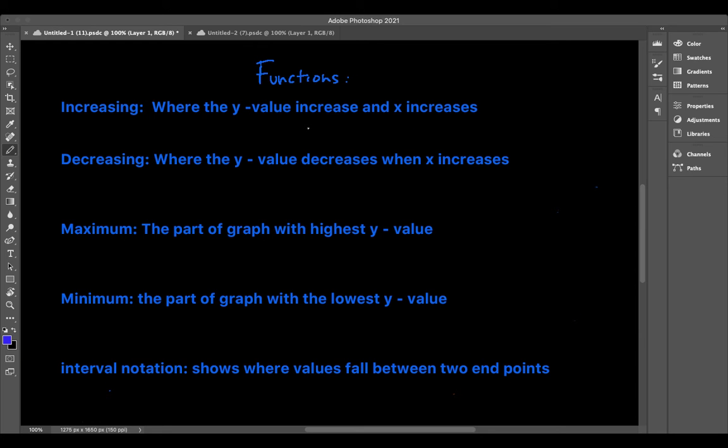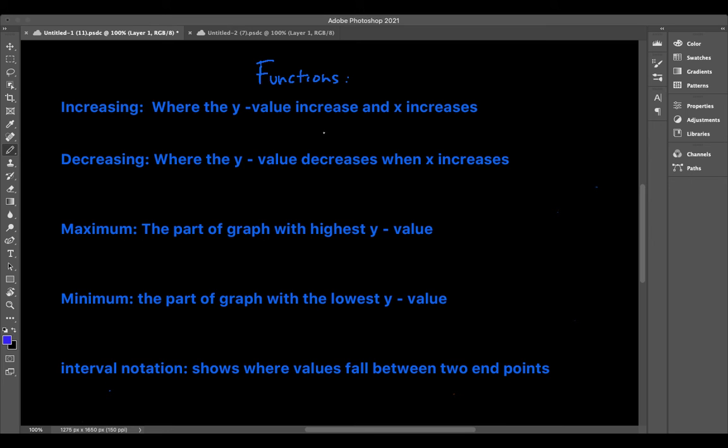This time we're going to talk about four different terms. Last time we talked about domain and range, input and output, and all real numbers and things like that. This week we're going to talk more about the graph itself, and we're going to determine the increasing, decreasing, maximum, and minimum points, and then we're also going to talk about how to write those with interval notation. The minimum and maximum do not use interval notation, but the increasing and decreasing will.